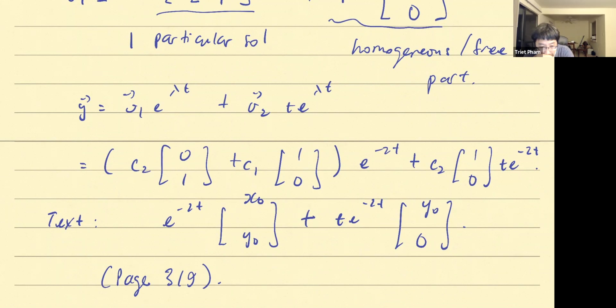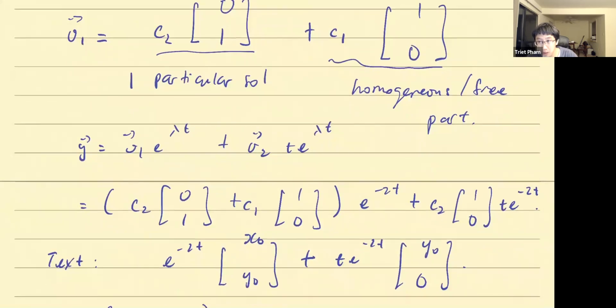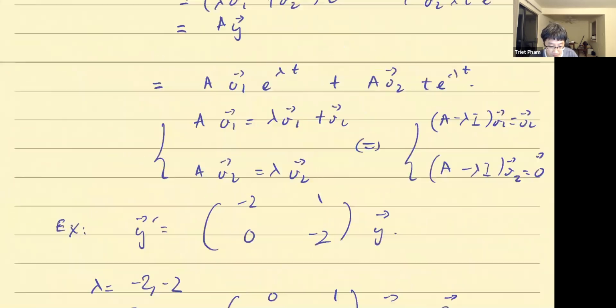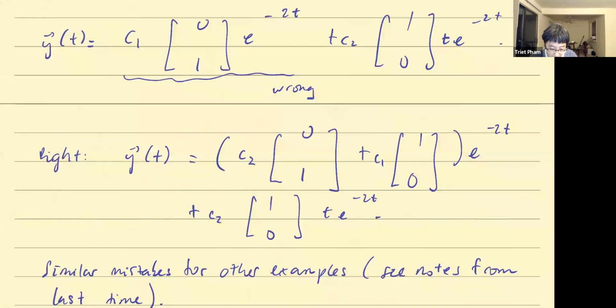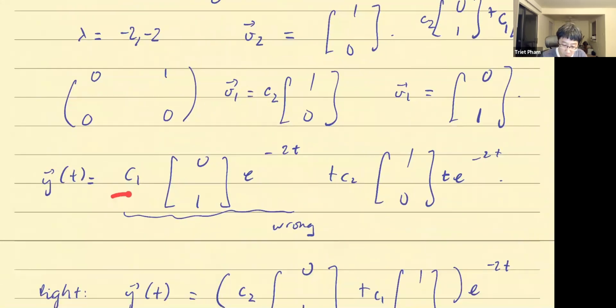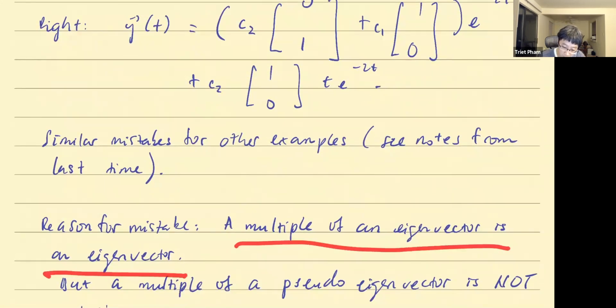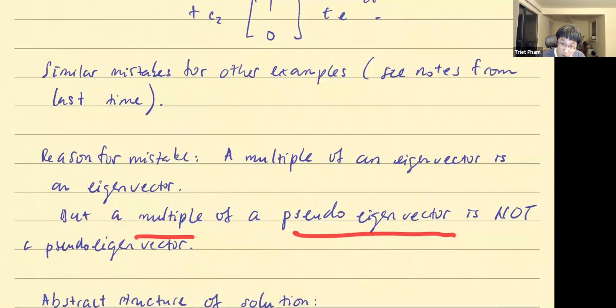So, okay, Carl, this requires you to recalibrate your understanding of the constant a little bit. Like the mistake I made last time, was just to go with the structure C1 vector E, C2 vector E. That's a wrong structure to think about because, like I said, a multiple of an eigenvector is an eigenvector, but a multiple of a pseudo eigenvector is not a pseudo eigenvector. So we need to drop that idea.